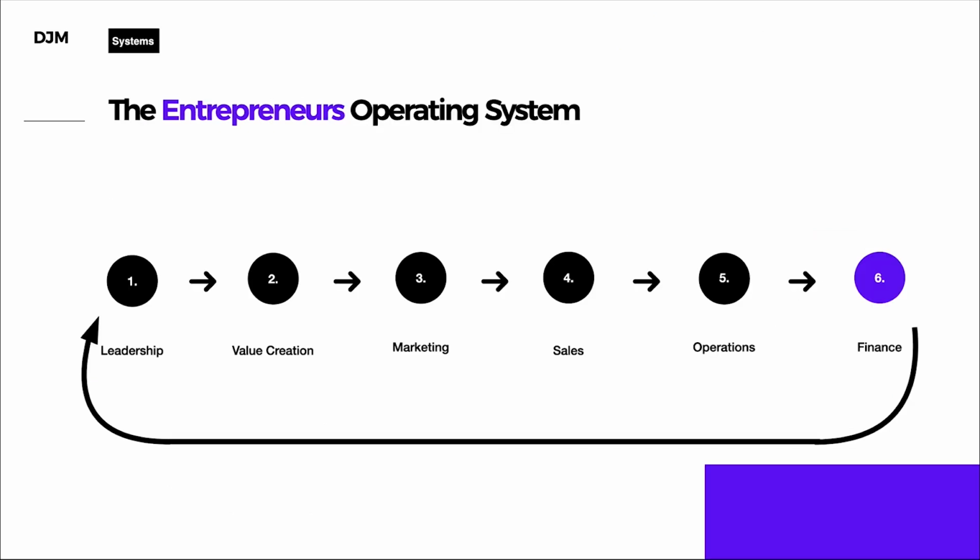And last but not least is finances. So leadership, the person or people who run the company. Value creation is what it is that the company or business offers. Marketing is putting that offer in front of people. Sales is getting the people who saw the offer to buy it. The operations is running the company after we have sales and we're understanding that people do seriously want this. And the finances are the last part.